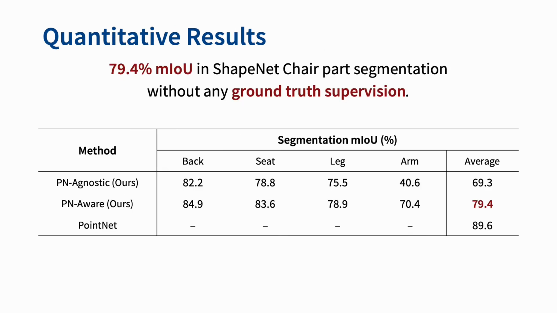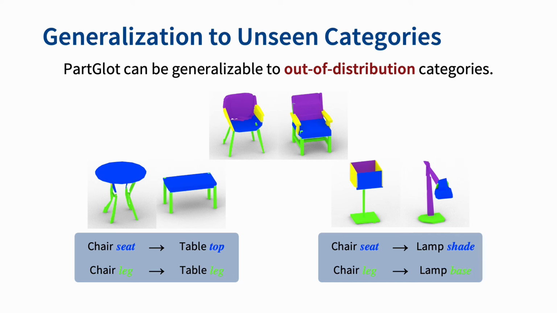Quantitatively, our PartGlot also achieves 79% mIoU in the ShapeNet chair part segmentation, which is comparable to the results of a supervised method. We also find that our PartGlot trained with linguistic descriptions can be zero-shot generalizable to the other classes of 3D shapes. For instance, when training with the chair dataset and testing with tables and lamps, PartGlot detects the table top and lamp shade as chair back, and also the table leg and lamp base as chair leg.